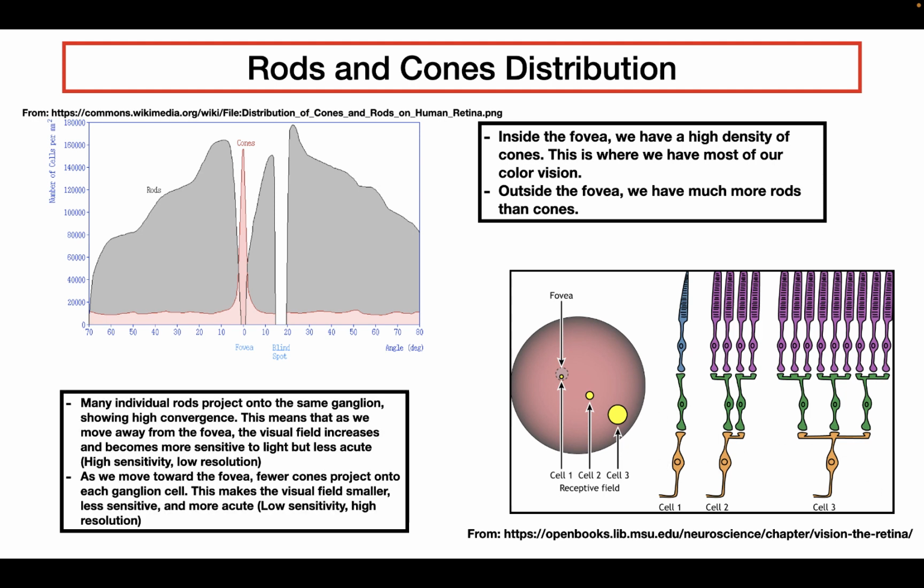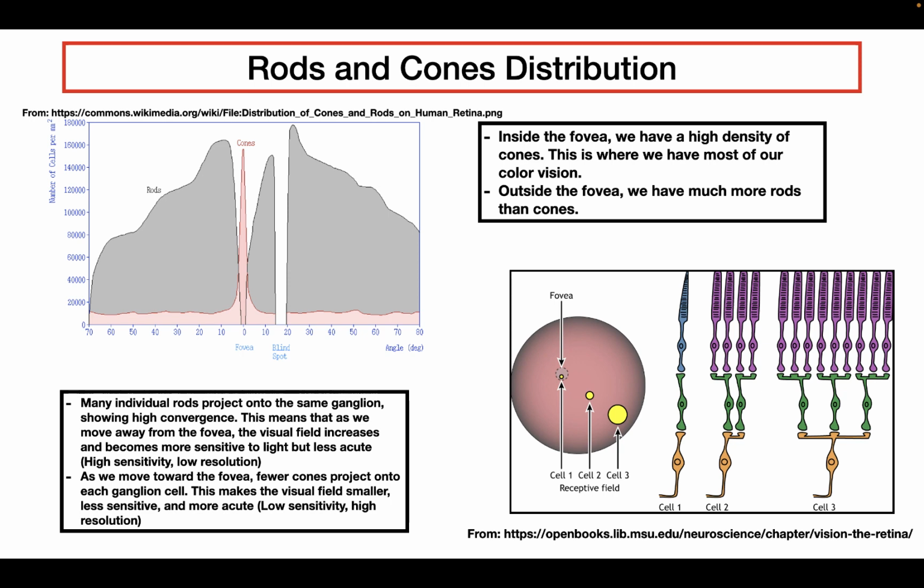Now, it's important to realize that the size of a receptive field has sort of a drawback to it. In general, as we increase the size of a receptive or visual field, these fields tend to increase in their light sensitivity. In other words, they're more sensitive to light and dark, but they have a lower resolution.